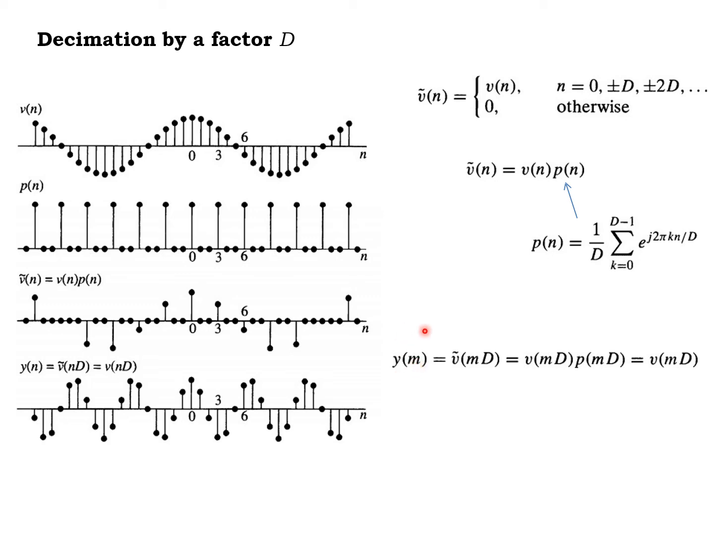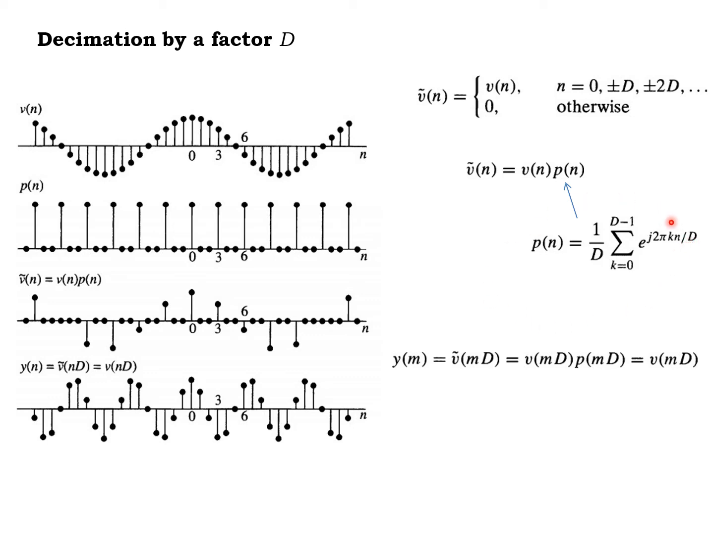This is obtained by multiplying the sequence v of n, which is given here, by a periodic train of impulses p of n with period D, and then leaving out D minus 1 zeros between each sample, as shown in the figure. The periodic train of pulses p of n is given by p of n equal to 1 divided by D times the summation of k equal to 0 to D minus 1 of e to the power of j 2 pi k n divided by D.